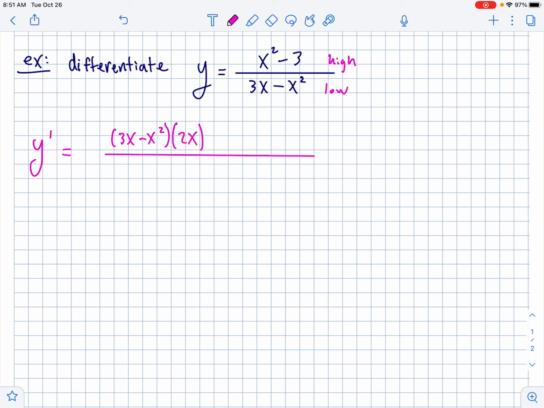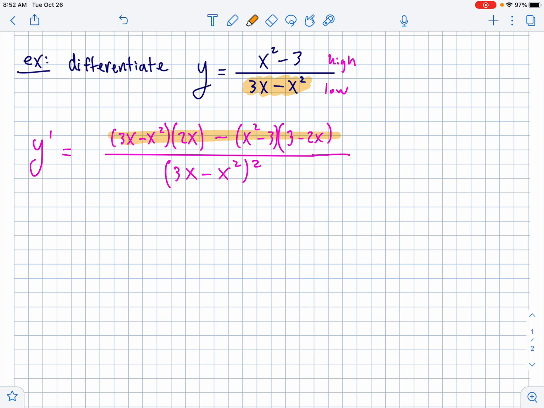Or no, sorry, low d high. So we take the derivative of the high, which is 2x. And then, low d high minus high d low, so minus. And then the high all on its own is x squared minus 3. And then the d low, remember, it's just the power rule of down here. So that's 3 minus 2x. And then all over low squared. So the whole thing is just the low part, and then you square it.